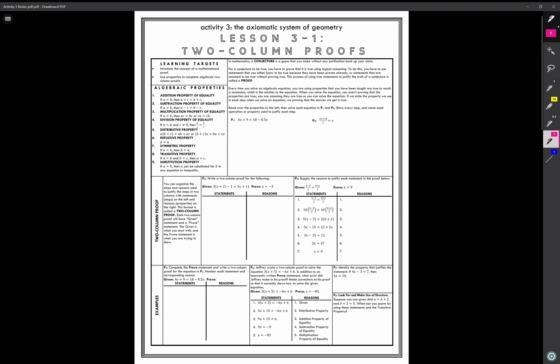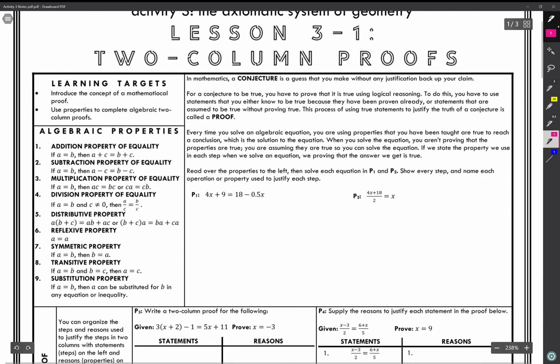We're just going to be doing lesson 3-1, which is called 2-column proofs. After we do lesson 3-1, we'll start activity 6, which is called geometric proofs. But for right now, we're just going to give an introduction to proofs with this lesson 3-1. Okay, 2-column proofs. If you think about it, it'll be dealing with proofs that have 2 columns, based on the name.